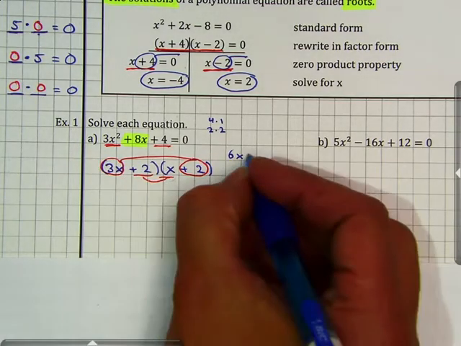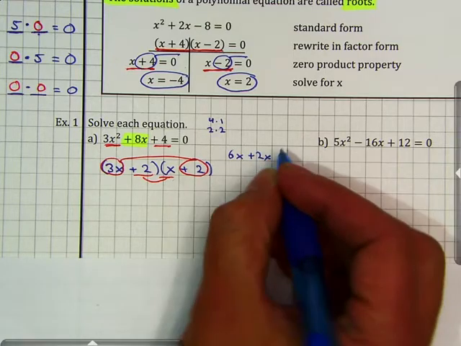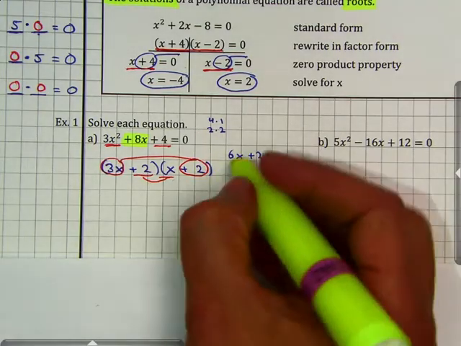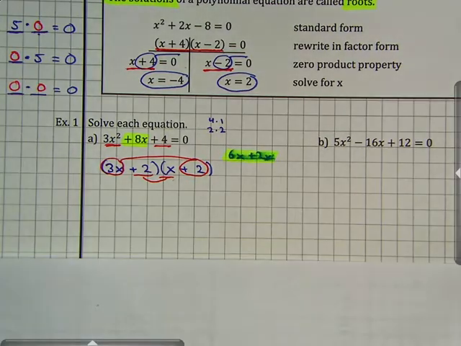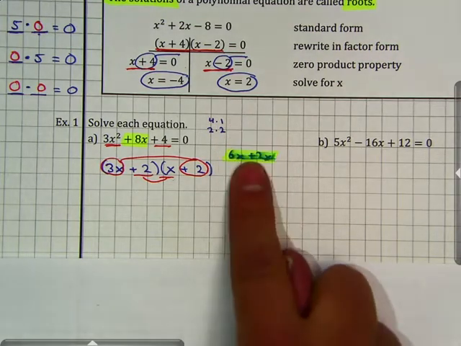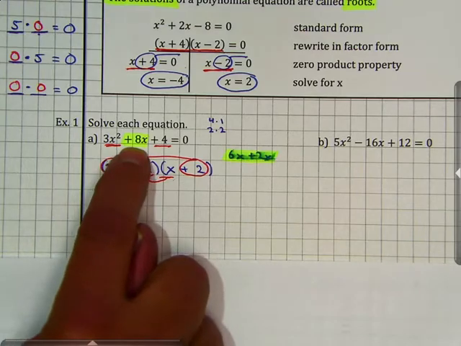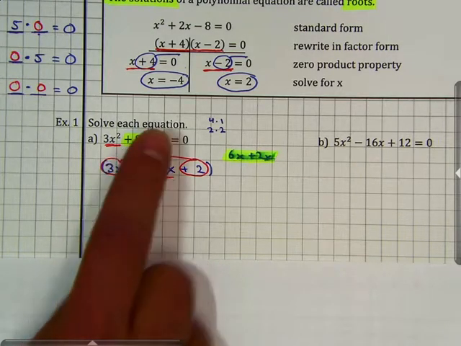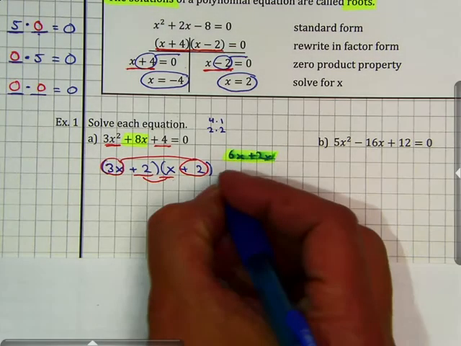2 times x will give me positive 2x. If I add them together, does it give me 8x? Yes. Now, some of you are saying, no, do I need to write this down? You should, because you want to make sure that you add up to 8x. And now this is equal to 0.